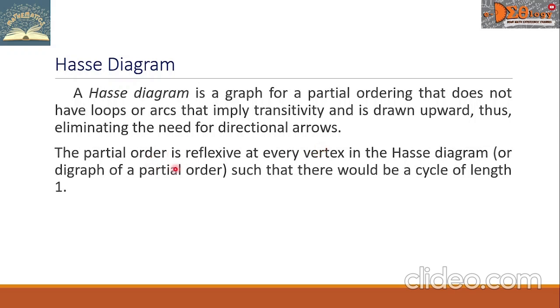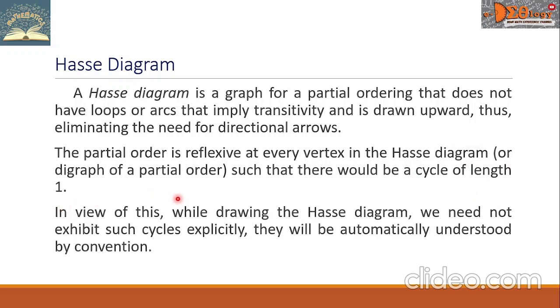The partial order is reflexive, so at every vertex in the Hasse diagram, or digraph of a partial order, there would be a cycle of length 1. In view of this, while drawing the Hasse diagram, we need not exhibit such cycles explicitly. They will be automatically understood by convention.